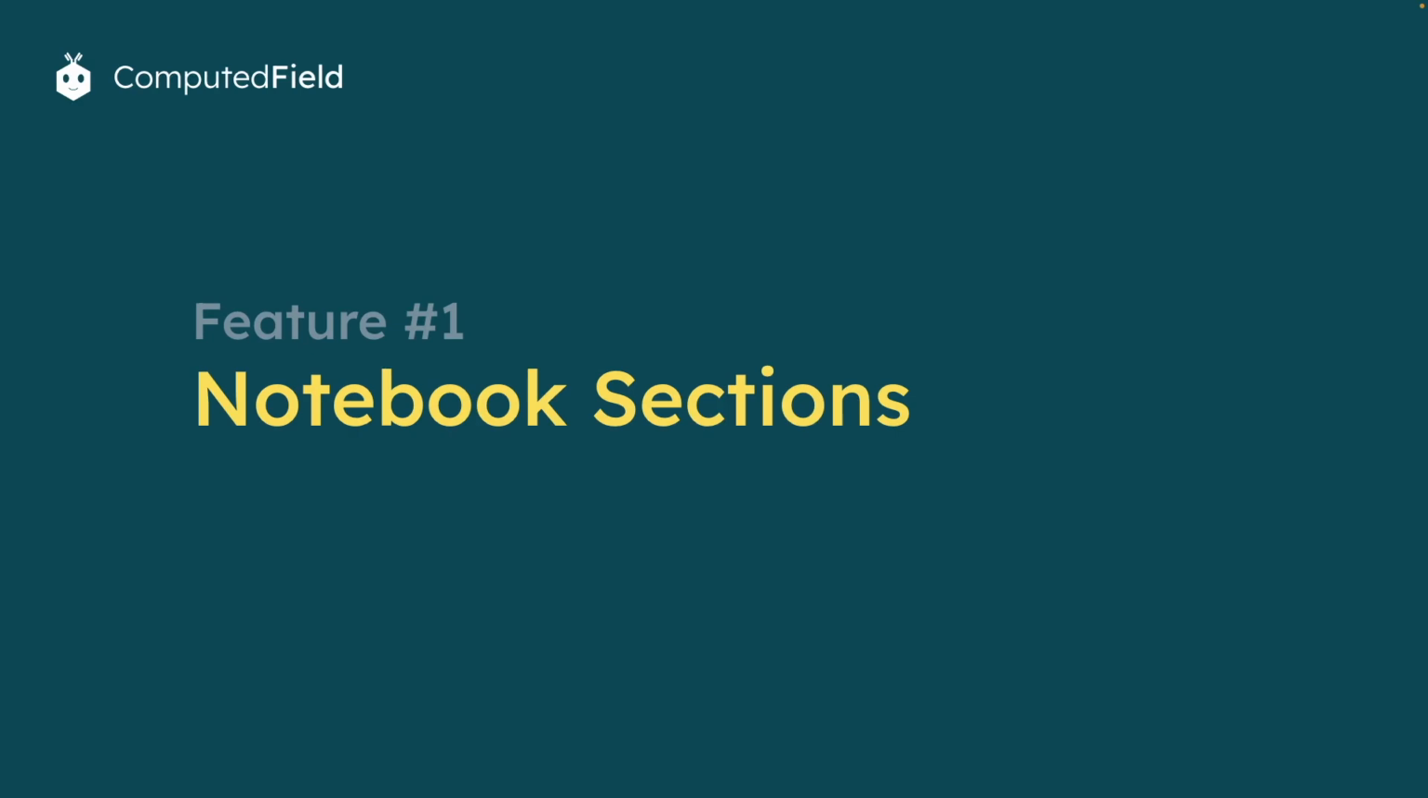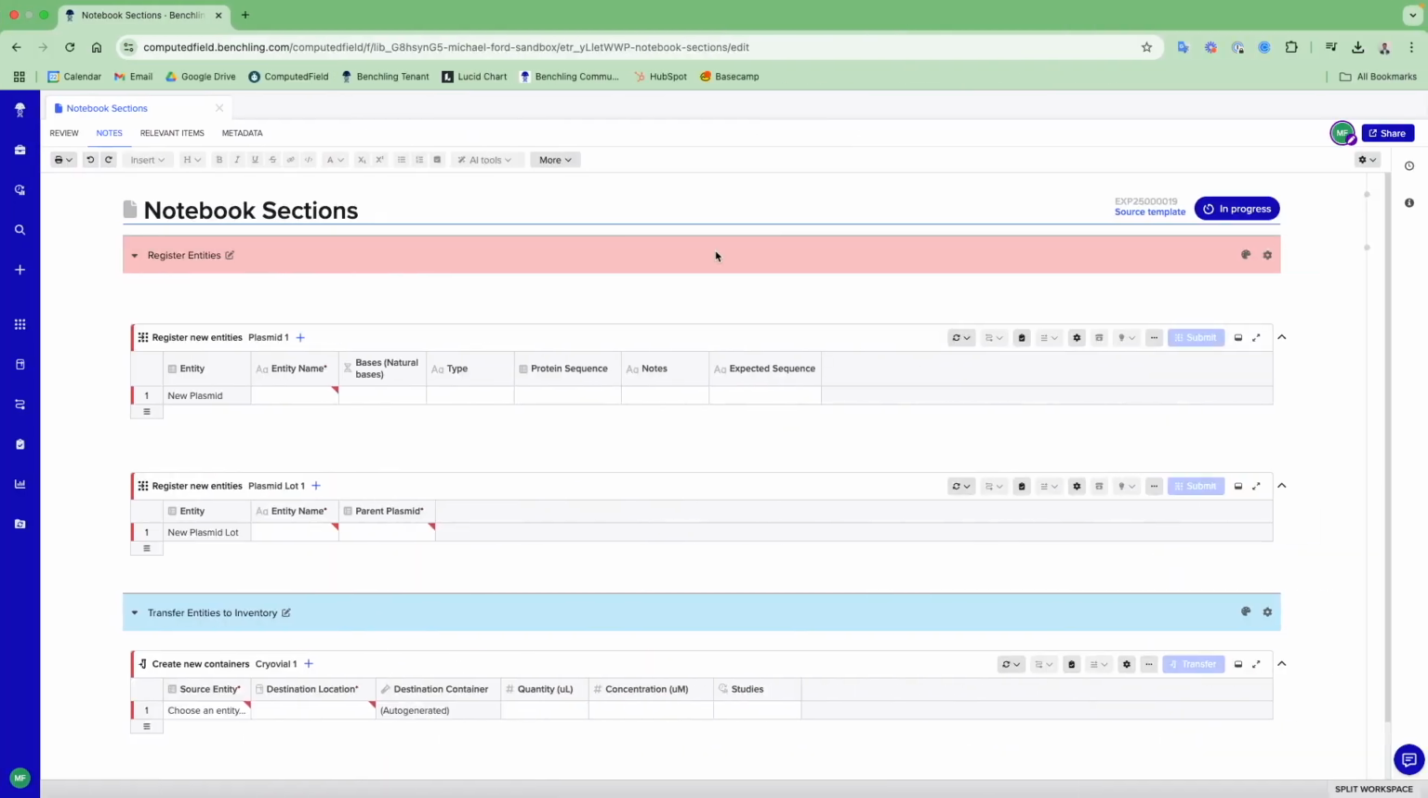Our first feature is Notebook Sections. Notebook Sections are a new feature on Benchling that allow you to create collapsible areas within your notebook entries. This is great when you have a long notebook entry that has a lot of tables in it and you want to make it a little bit less cluttered when you're working with it.